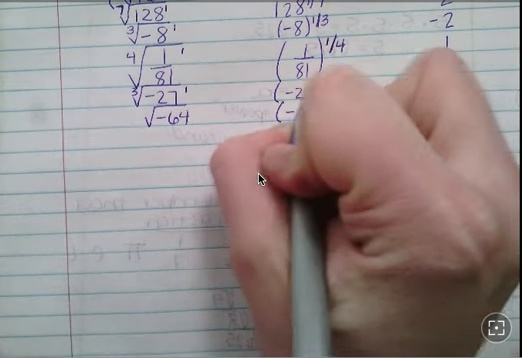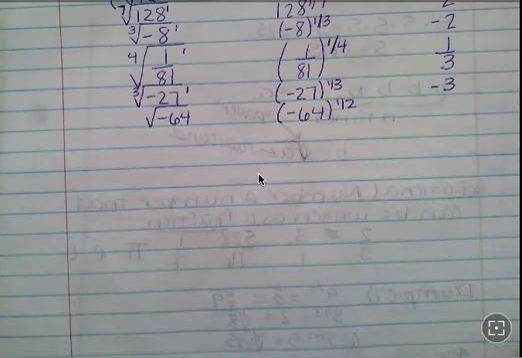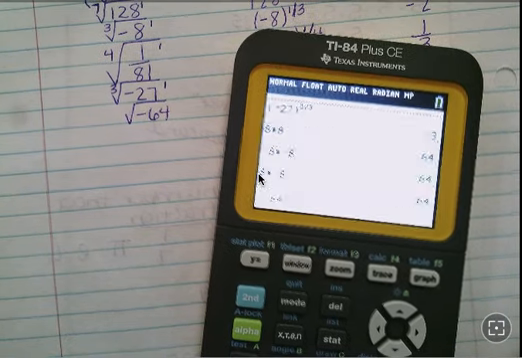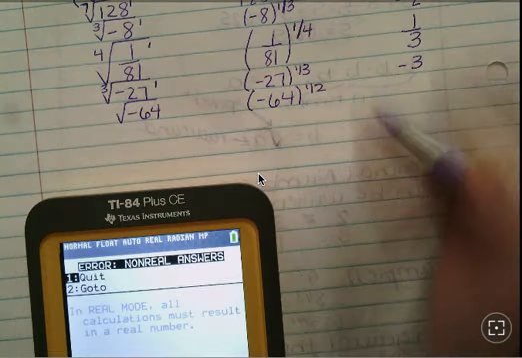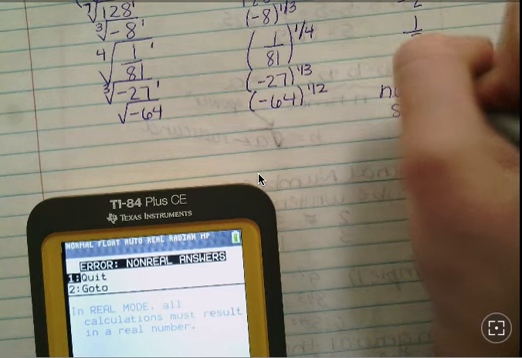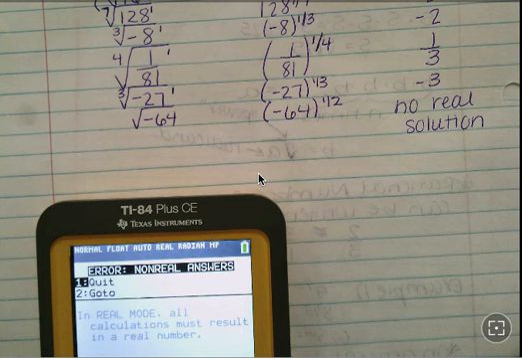If we wanted to change this to exponent form, we could. We could say that this is -64 to the 1/2. But if we try to plug that in, it's going to say error, non-real answers. So that's what you're going to write: no real answer, or solution. I like solution better. No real solution. Because there's not any number that you could multiply by itself and get -64.